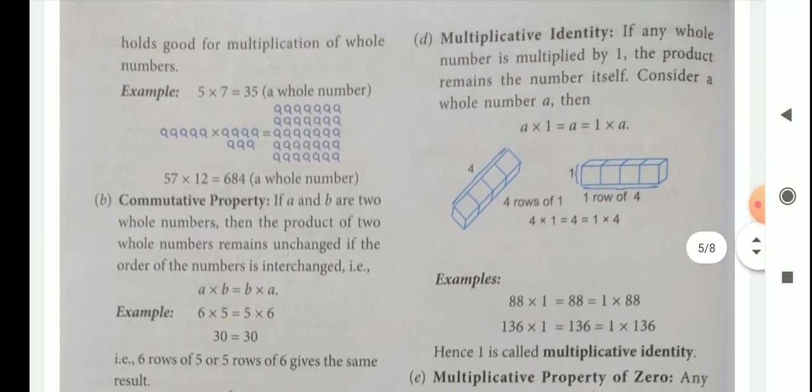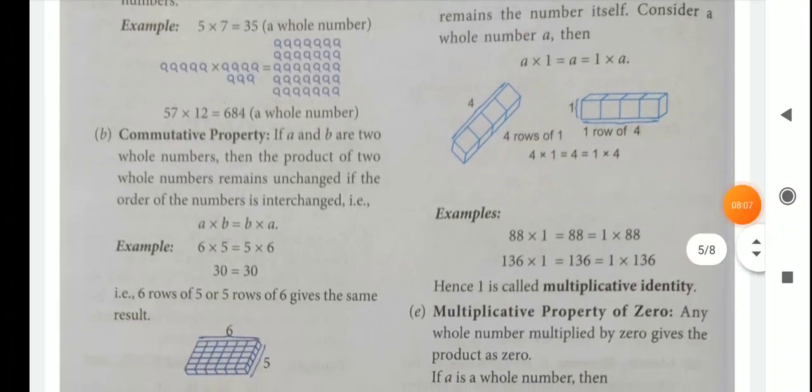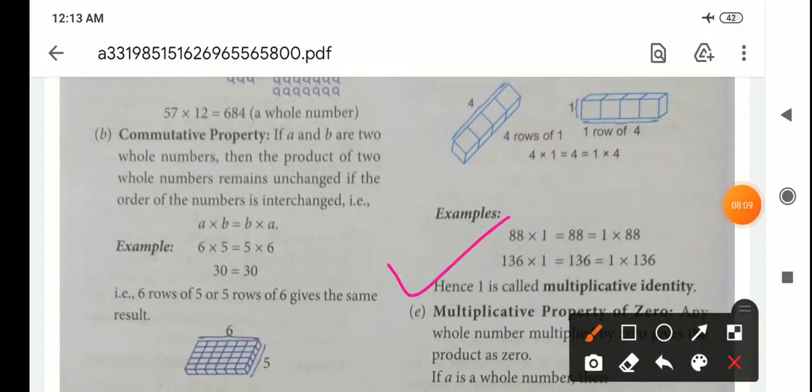Then multiplicative identity. Here if any whole number is multiplied by 1, the product remains the number itself. Means A multiply 1 equal to A and 1 multiply A equal to A. So here you remember children, 0 is called additive identity and 1 is called multiplicative identity.